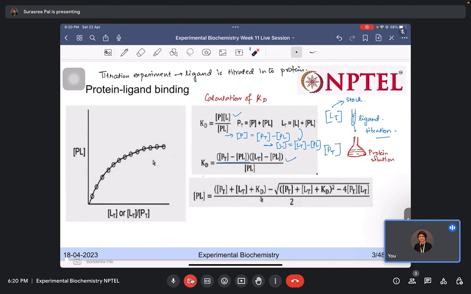We will have an idea of the protein-ligand complex concentration because we design the experiment such that the protein-ligand complex concentration can be detected. So if we have this protein-ligand complex concentration, from that we can get the value of the dissociation constant by solving this formula. This way, we can calculate the dissociation constant of protein-ligand binding by a titration experiment.